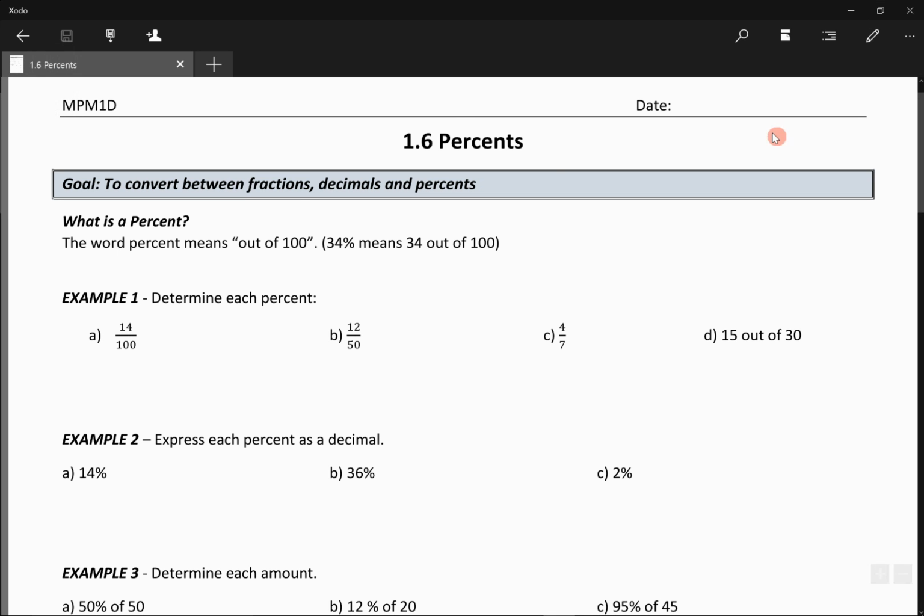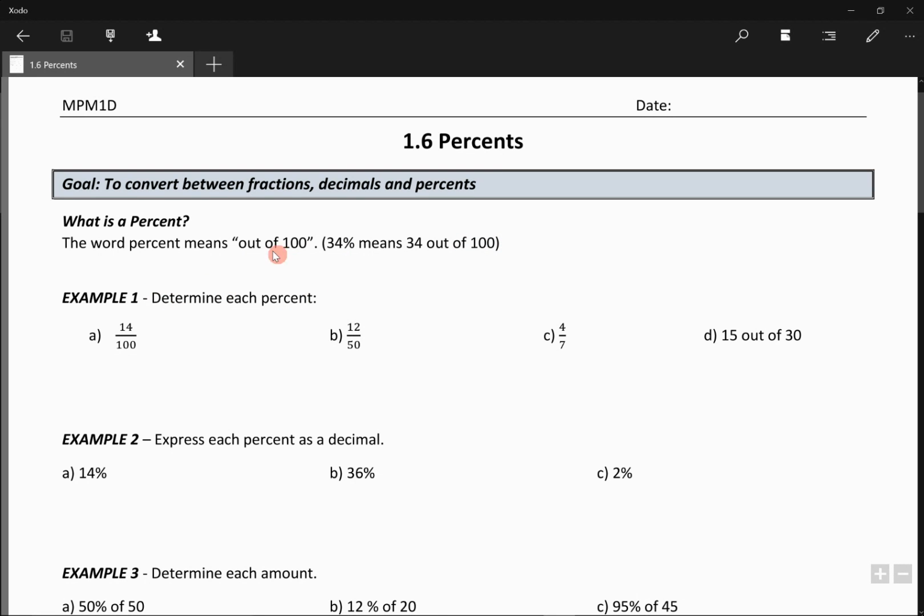This lesson is about percents. So the goal is to convert between fractions, decimals, and percents. So what is a percent? Well, the word percent means out of 100, per 100. So 34% means 34 out of 100.